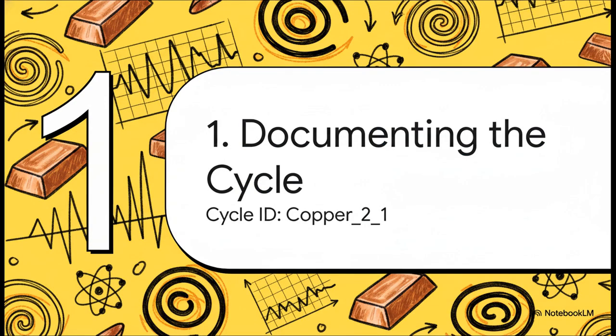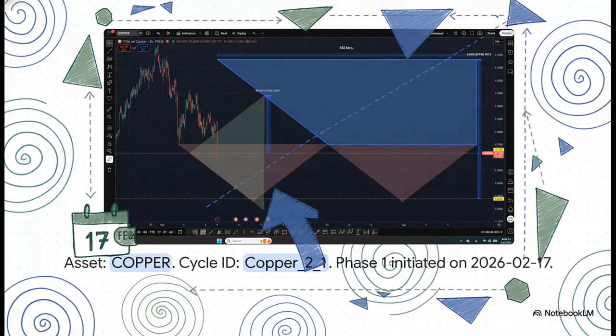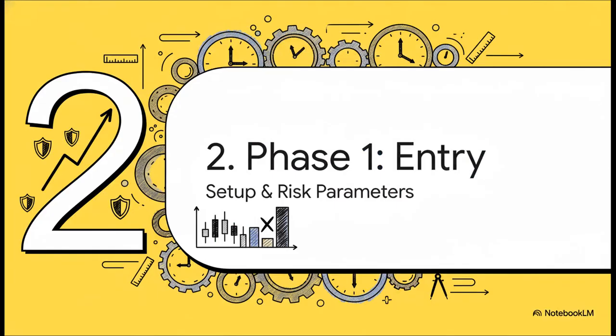We are now documenting the market DNA cycle, identified as copper_2_1. This chart shows you the model's geometric structure. This is a snapshot from the exact moment phase 1 was initiated. And for the record, that date was February 17, 2026. Next up, let's break down the entry protocol for phase 1. We'll also look at its associated risk management parameters. And remember, all of this was defined right at the very beginning of the cycle.